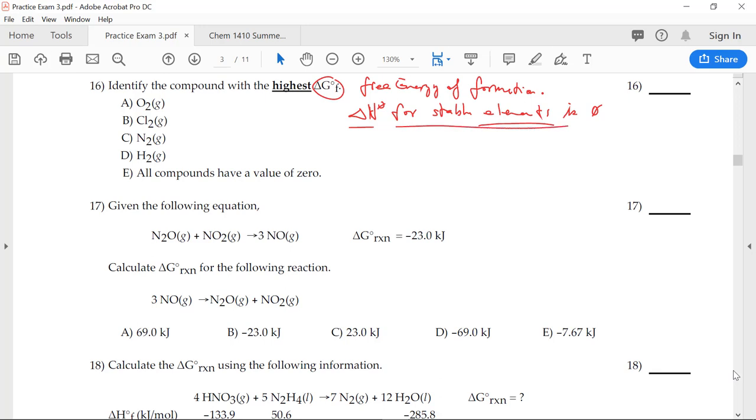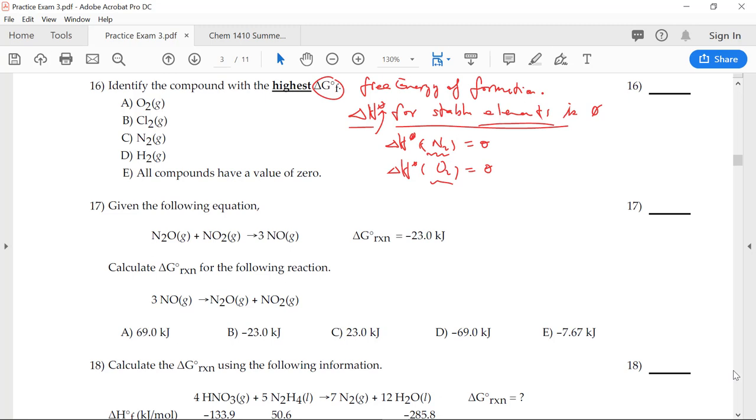So for example, the delta H naught for oxygen. This naught means standard condition. So delta H naught for nitrogen, this will be zero. What about for oxygen? Yes, this will be zero because they are elements, most stable elements.